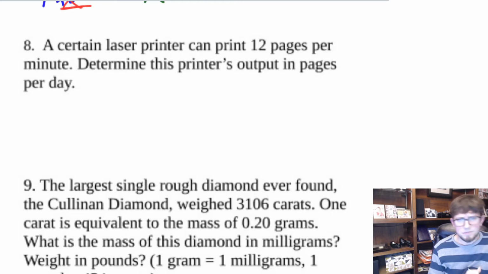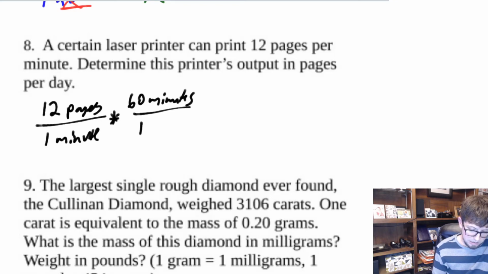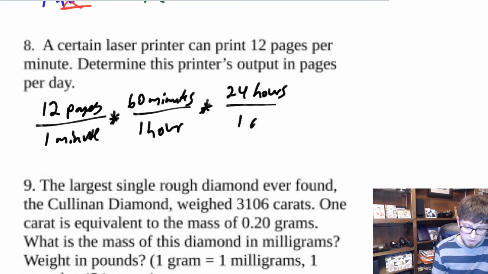Number 8. A certain laser printer can print 12 pages per minute. Determine this printer's output in pages per day. So 12 pages per 1 minute. And I'm converting from minutes to days. So I'm going to multiply this by a couple of conversion factors. 60 minutes are in 1 hour. And 24 hours are in 1 day.